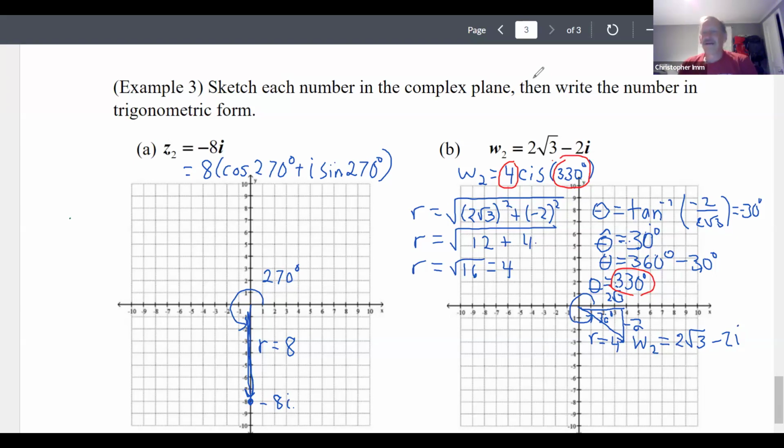All right. I hope this section in examples will help you go between trig form and standard form. In the next section, you'll see that if we can convert these complex numbers into trig form, we can actually work with them a lot easier. It's pretty neat. All right.